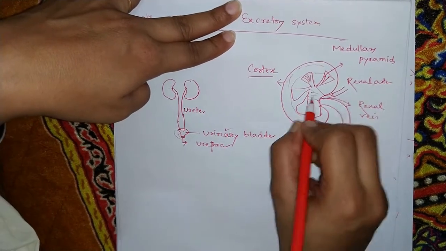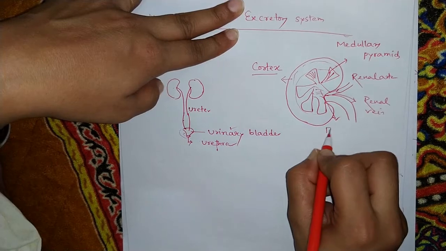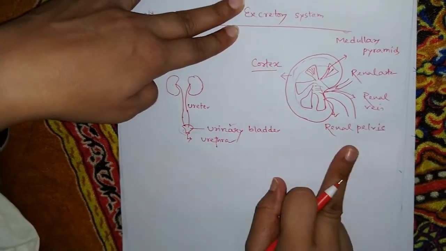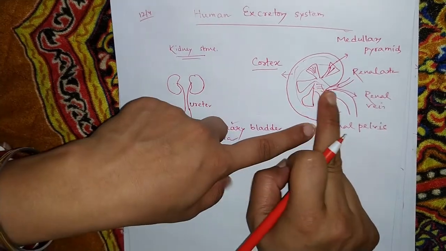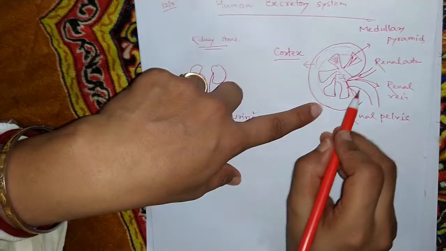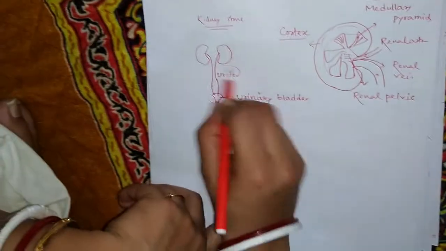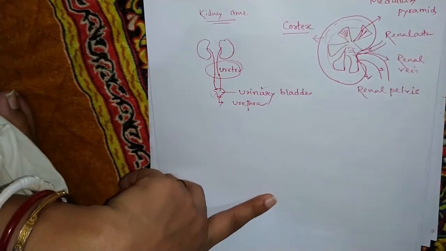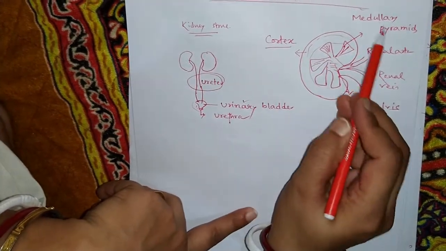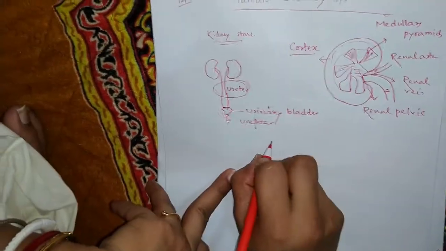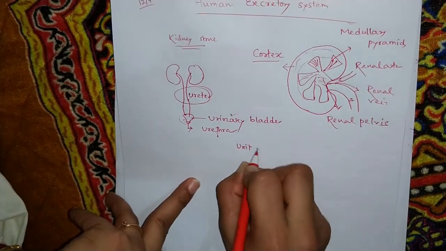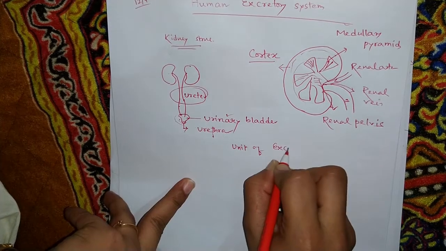They will mix here, named as the renal pelvis. This renal pelvis will go outside. Whatever products there are go outside with this ureter. Already we talked, this is the ureter. If we take a closer view through this medullary pyramid, we will get our unit of excretion.